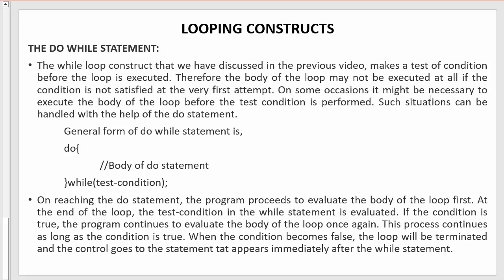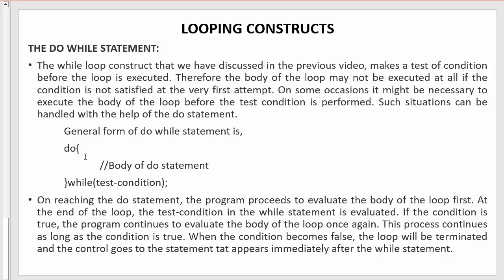On some occasions it might be necessary to execute the body of the loop before the test condition is evaluated. To fulfill such a requirement, we have another looping construct, which is the do while statement. Unlike the while statement, where the test condition is evaluated first and then the body of the loop gets executed, in the do while statement, first the body of the loop gets executed, then the condition gets evaluated.